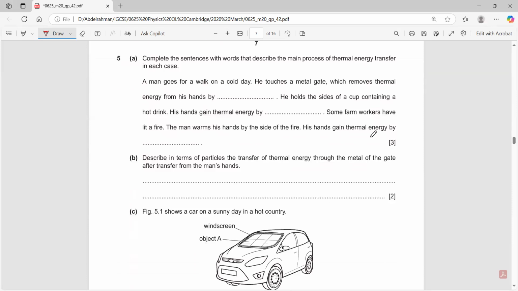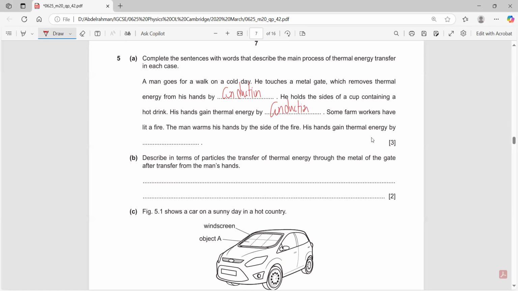Complete the sentences with words that describe the main process of thermal energy transferred in each case. A man goes for a walk on a cold day. He touches a metal gate which removes thermal energy from his hands by conduction. He holds the side of a cup containing a hot drink. His hands gain thermal energy by conduction.